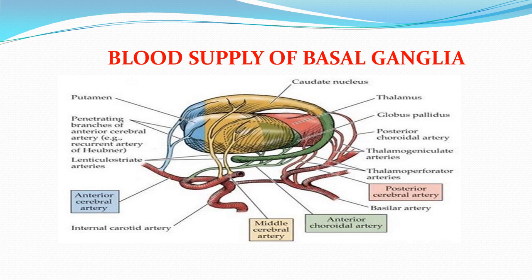Okay, there are basically three arteries which supply the basal ganglia: the medial striate artery, a branch of the anterior cerebral artery; the lenticulostriate branch of the middle cerebral artery; and the anterior choroidal branch of the internal carotid artery.